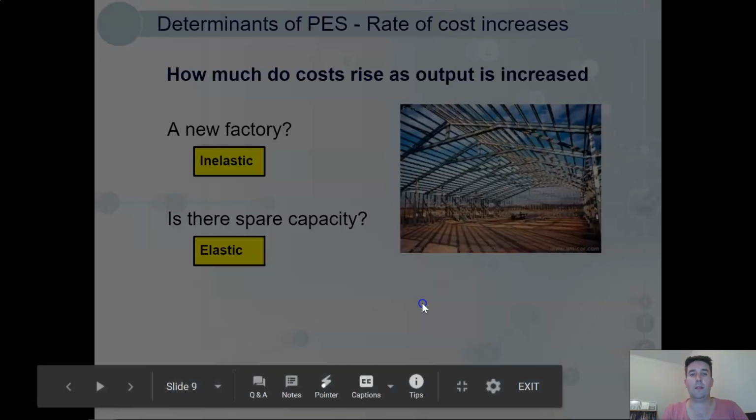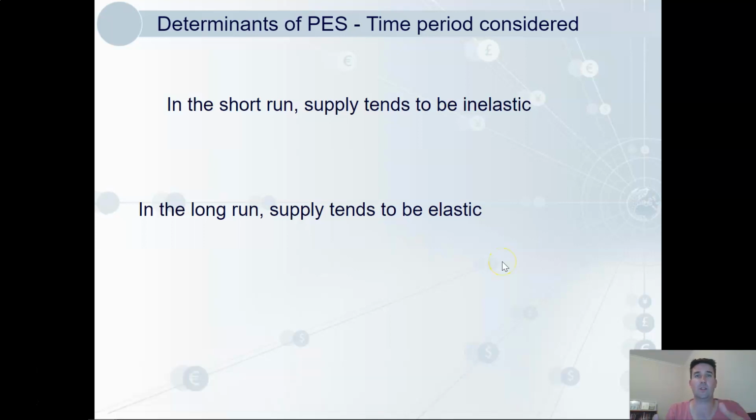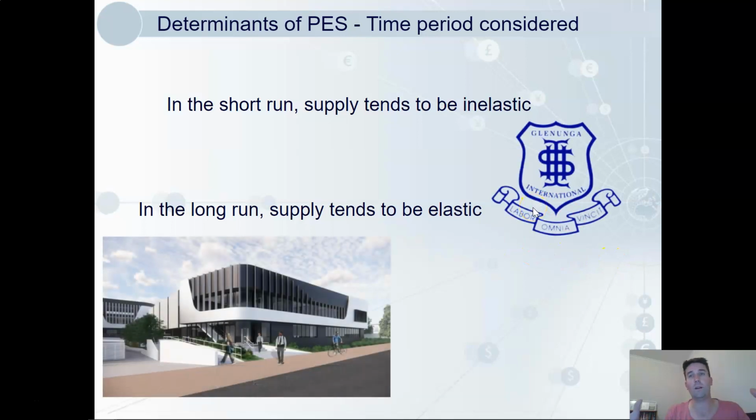Now, just like PED, the time period considered matters. Take Glenunga, for example. We have a huge demand for student places, and in the short term, we couldn't increase the number of students we educate, which is what we supply, I guess, a number of spots in classes. So we couldn't increase the number of students we educate, even if the price increased significantly. Supply is inelastic. In the long term, we can do things like build new buildings, making our supply more elastic to price. In fact, the state government is responding to inner city demand for high schools by building the new Botanic High School on Frome Road.